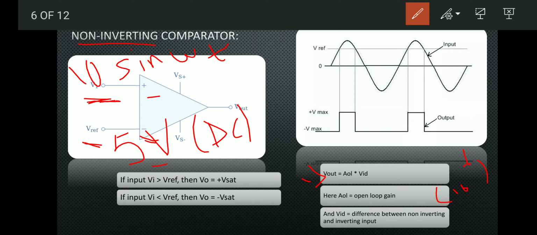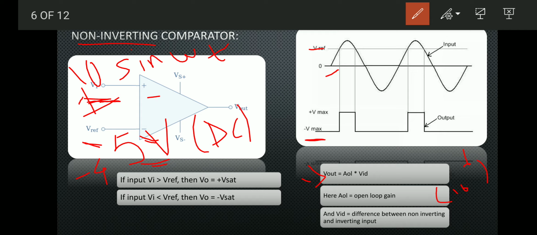Suppose initially the reference voltage is greater than the initial input voltage. Let us assume that initially Vi is 1 volt and the V reference is fixed at 5 volt. In such a case, the difference between these two, that is 1 minus 5, gives minus 4. If we multiply 10 to the power of 6 into minus 4, it would be minus Vsat, so the output is minus Vsat.